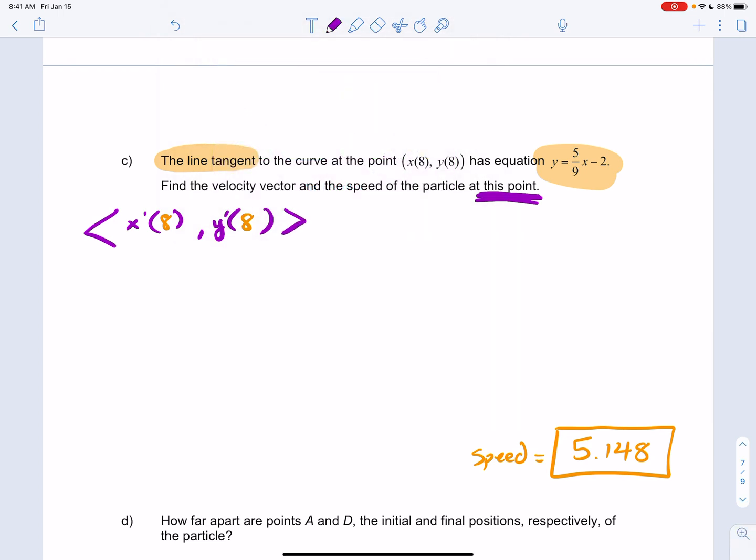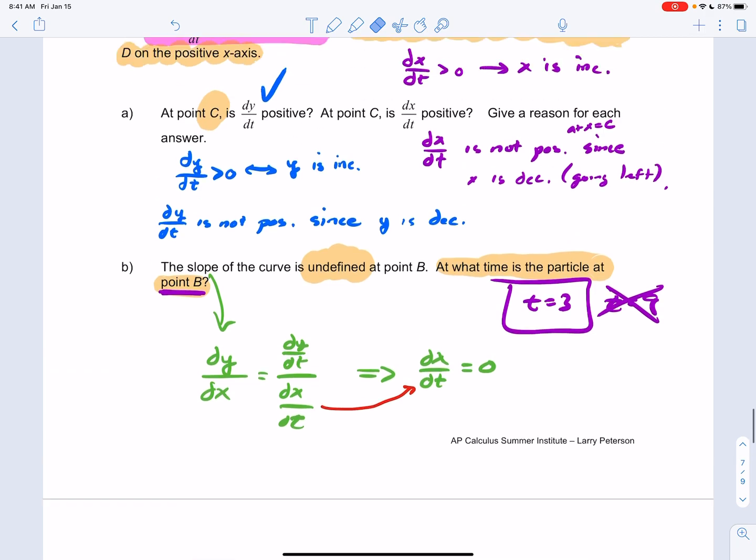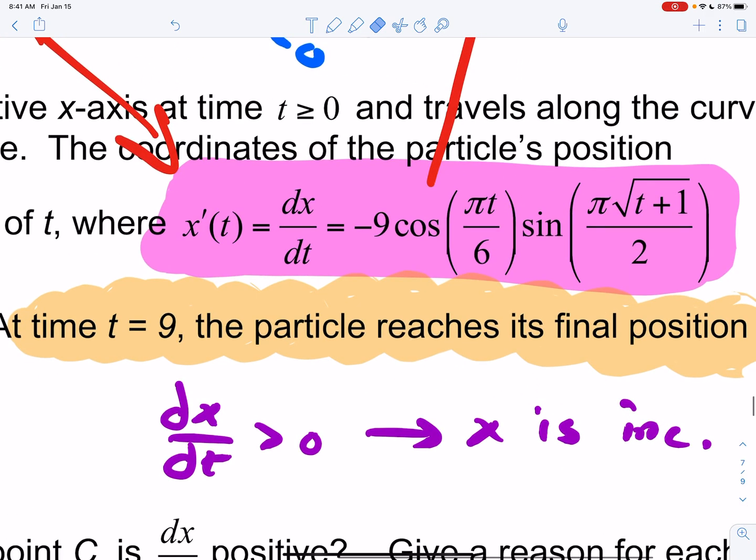So this is what we need to figure out, okay? And we also need to figure out the speed. And the speed is really the square root of each derivative squared. So pretty much we take these guys and we put them in here: x prime of 8 and y prime of 8. So we need to figure out what these values are, okay? X prime of 8 is easy because you have your derivative, and if you program this into your calculator, we could call this y1.